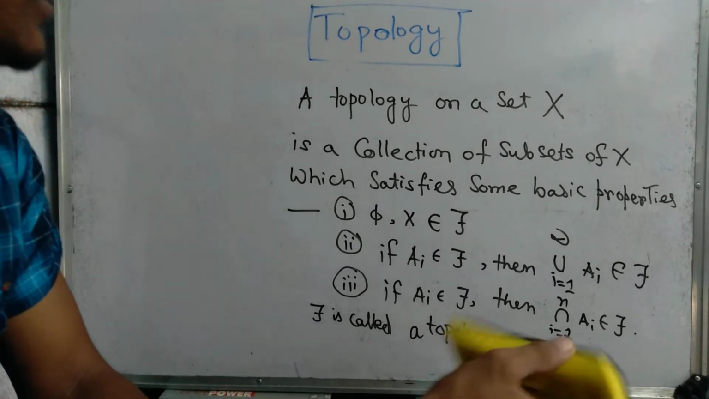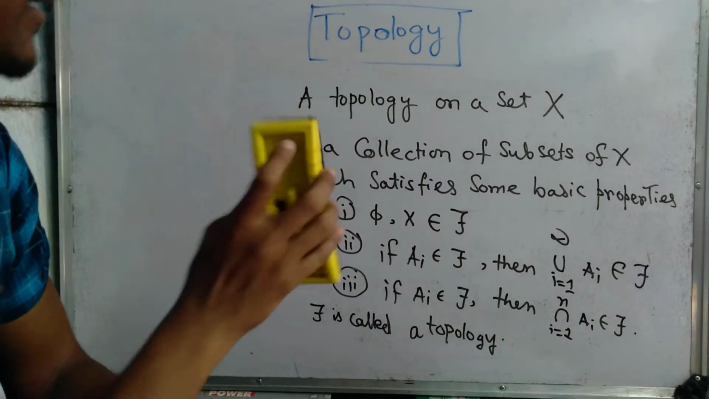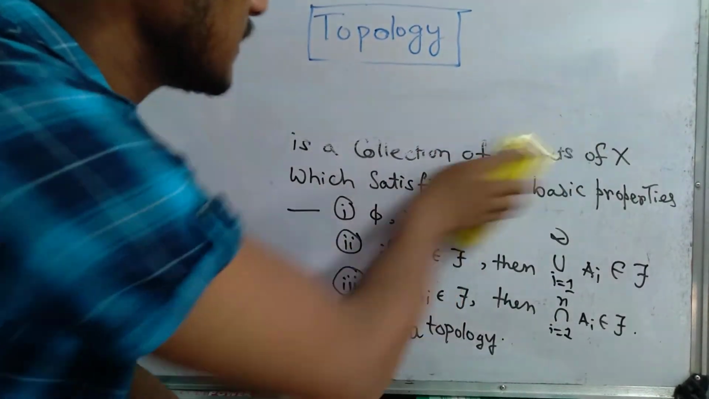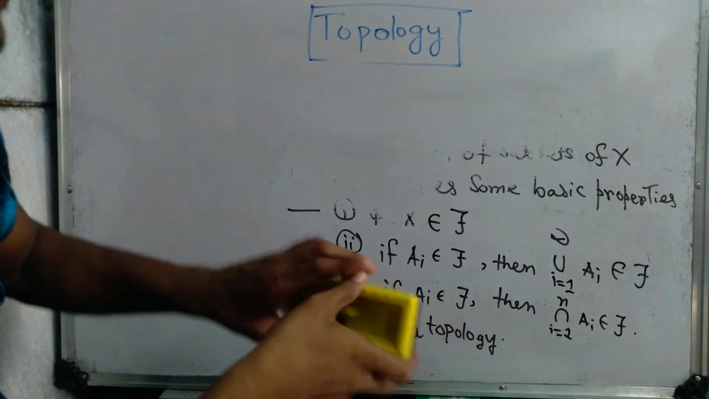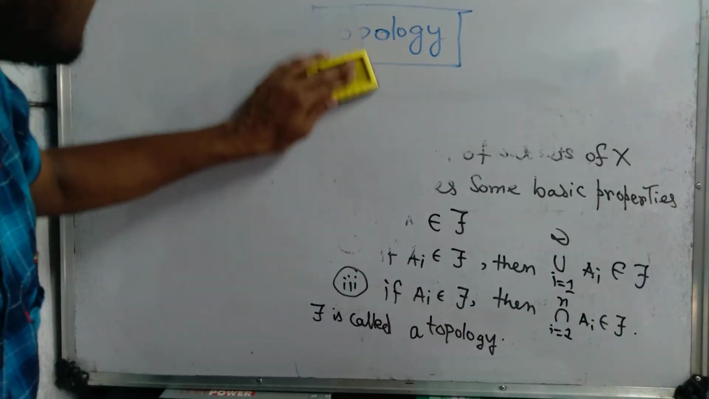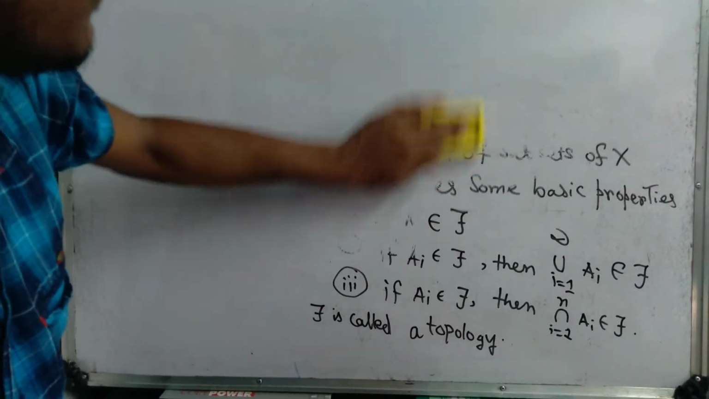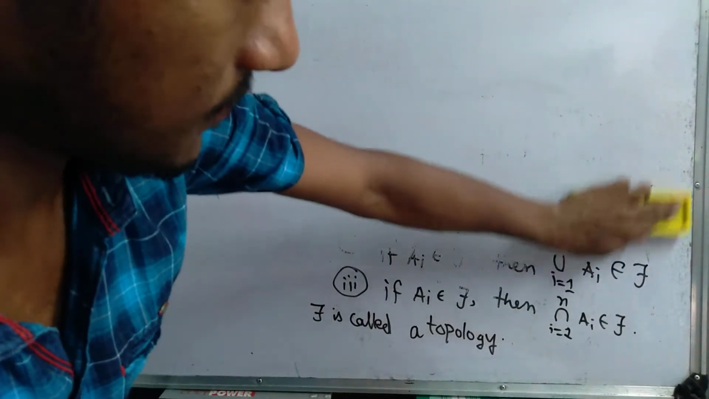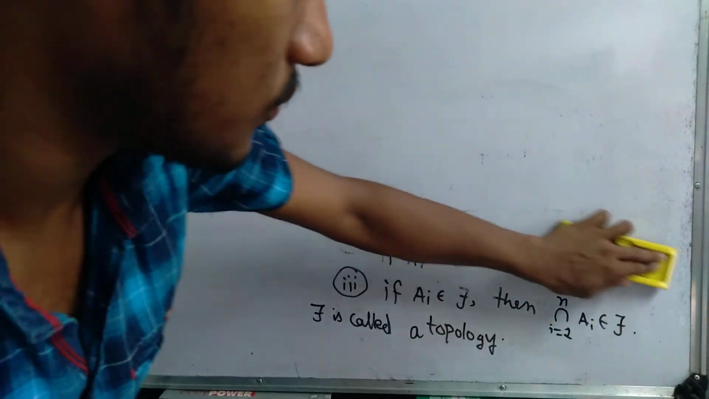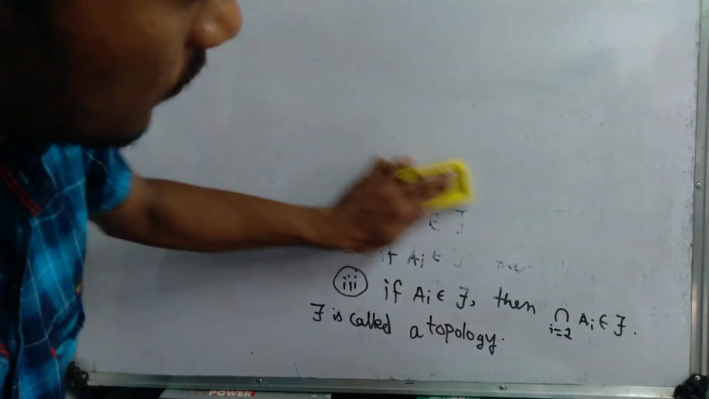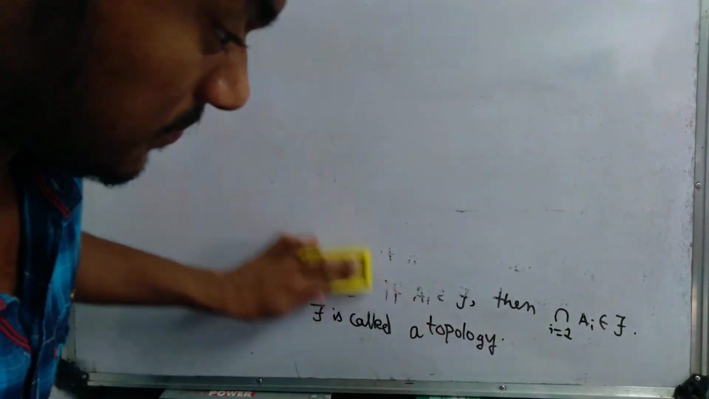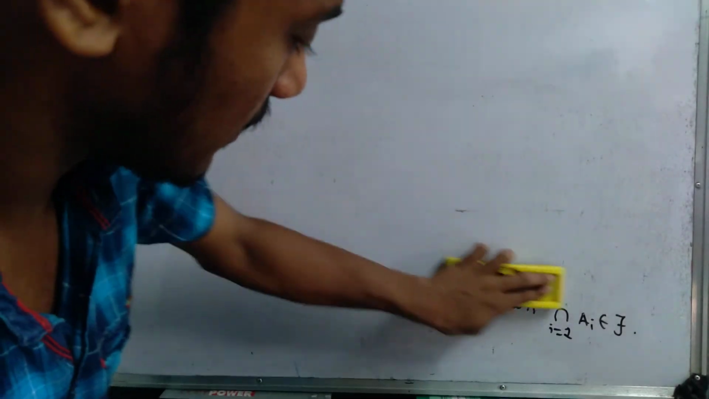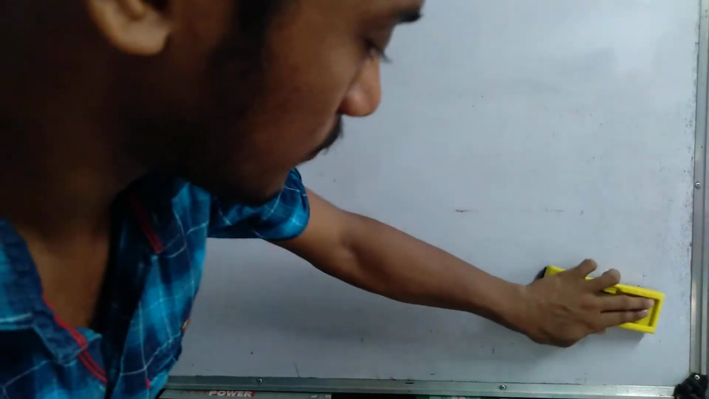So this tau is called a topology, and (X, tau) is called a topological space. X is a set and tau is a topology. (X, tau) is called a topological space. Now we discuss some familiar and well-known examples.